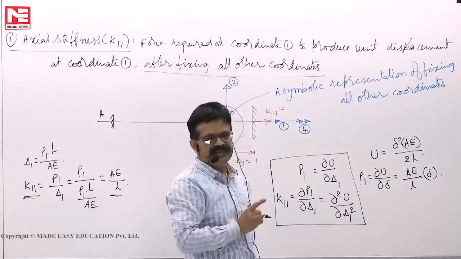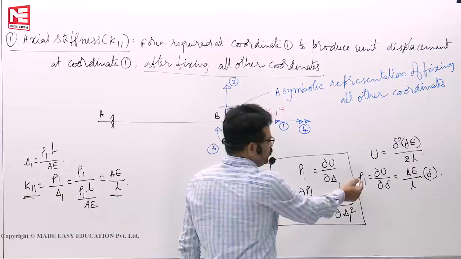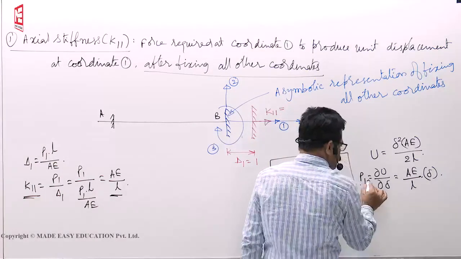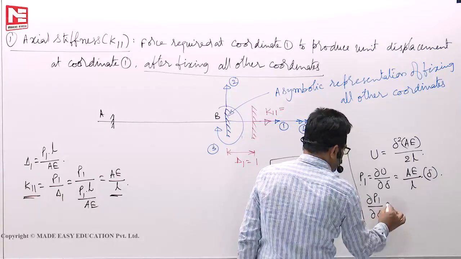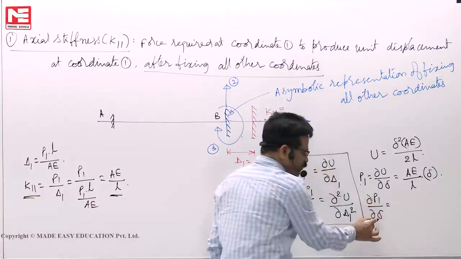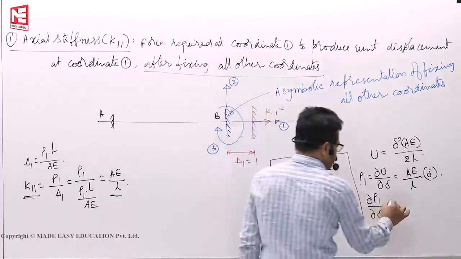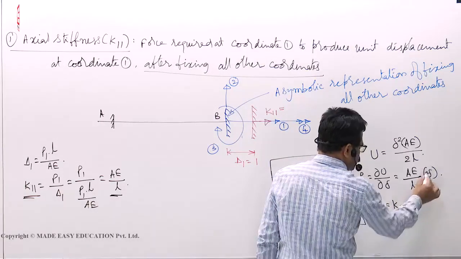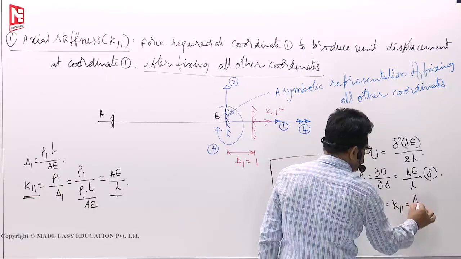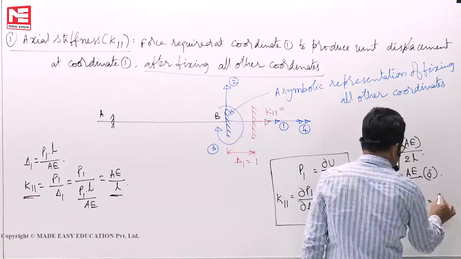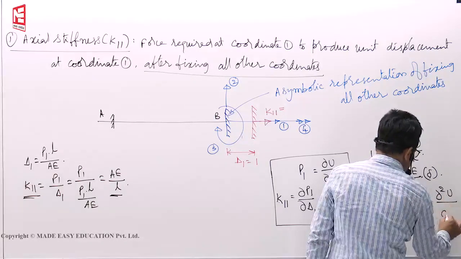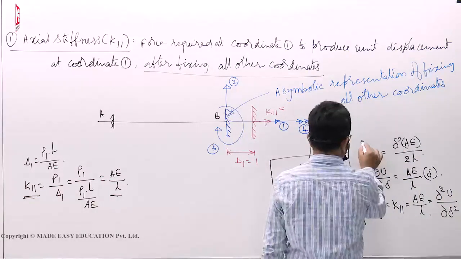I want that unit displacement, let us say. Then differentiate it with delta again: dou P1 by dou delta. This you will get because of the unit displacement, K11. If you differentiate with respect to delta, what do you get? AE by L. Or this is nothing but dou square U by dou delta square.